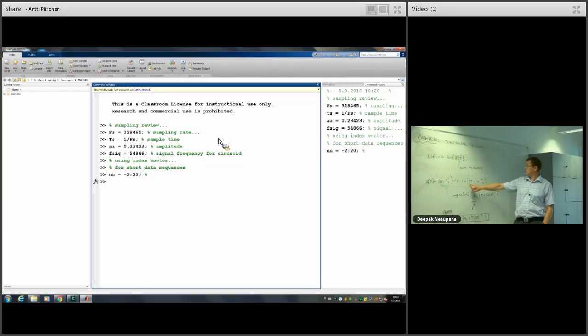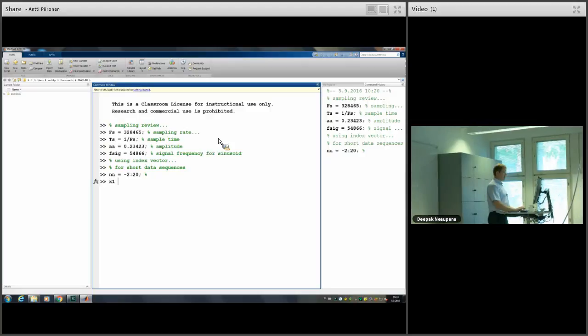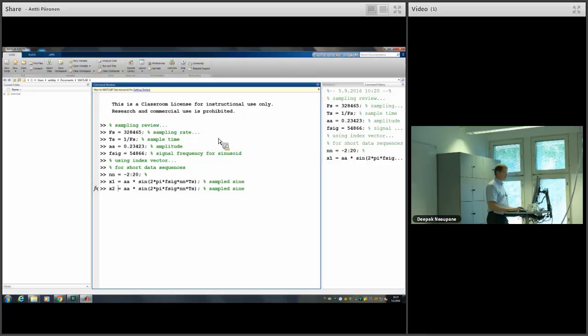x[n] equals a times sine of 2 pi f signal times index times ts. So x1 equals a times sine of 2 times pi times signal frequency times n vector times sampling time, like that. This is the sample sine. The same thing differently: n times ts replaced by n divided by fs is the same.